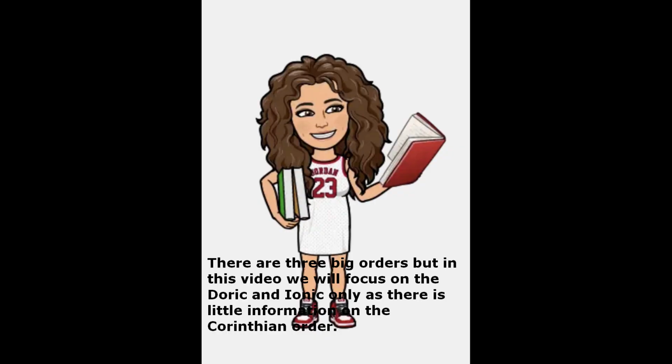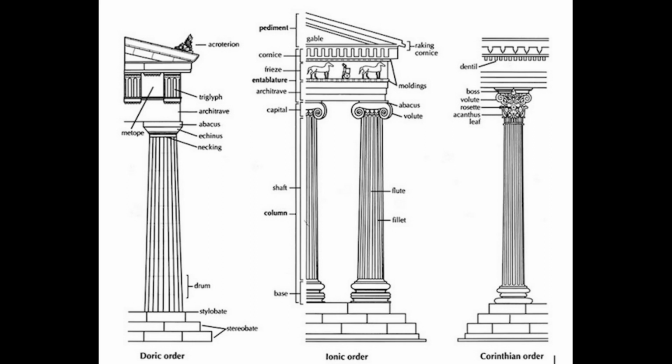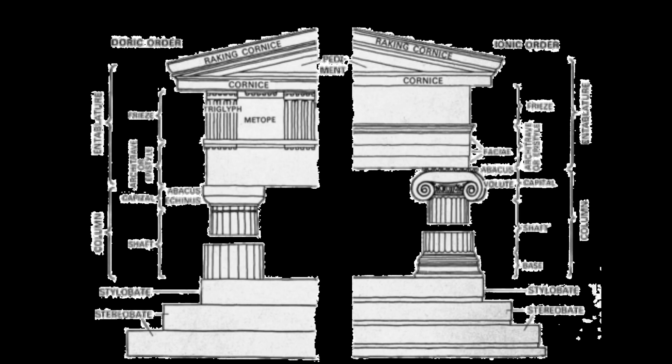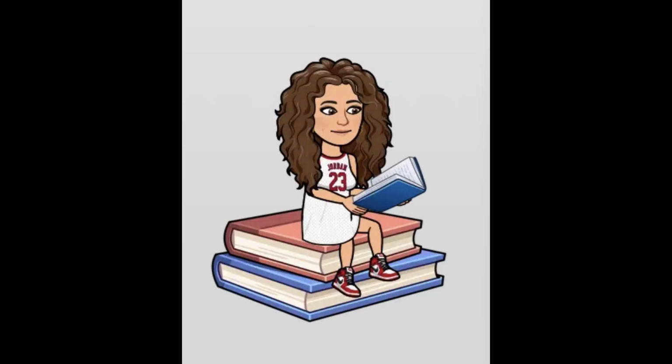Let's note that there are two big orders, the Doric order and the Ionic. And the orders are not just the columns, but the whole temple, its plan, its structure, its proportions, shape, etc. In the first part, we're going to talk about the Doric order. Then we will talk about the Ionic order in the second part.